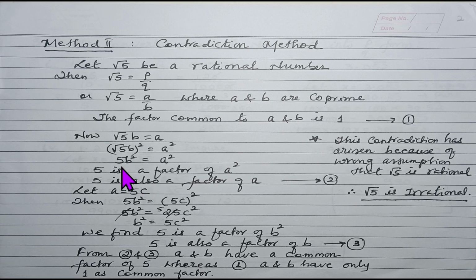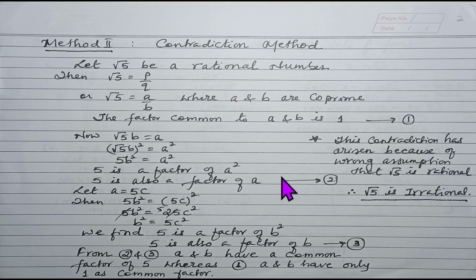Now once 5 is a factor of a, that means any multiple of 5 is also a factor of a, and therefore replacing a by 5c, we get 5b squared is equal to (5c) squared, or 25c squared. Dividing by 5, we get b squared is equal to 5c squared. Now from this we understand that 5 is also a factor of b squared, that means 5 is also a factor of b.